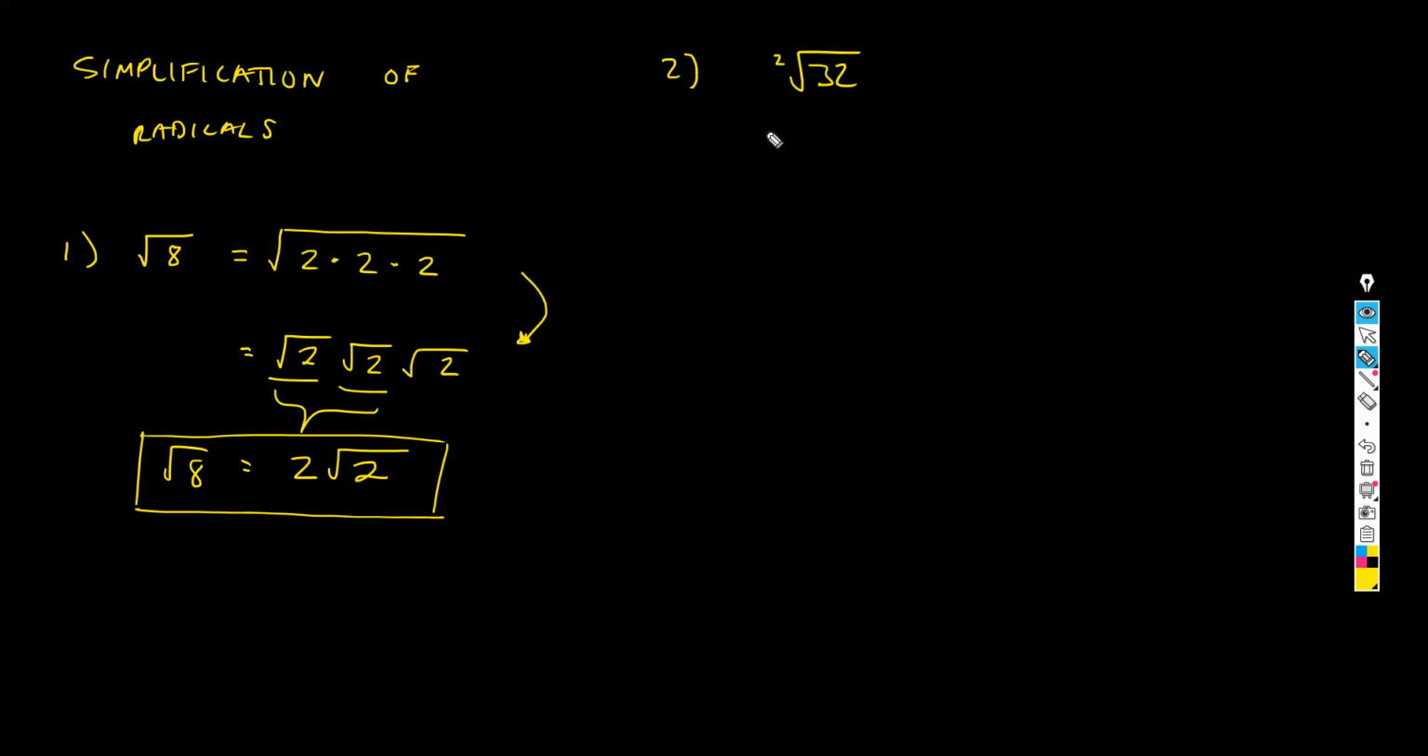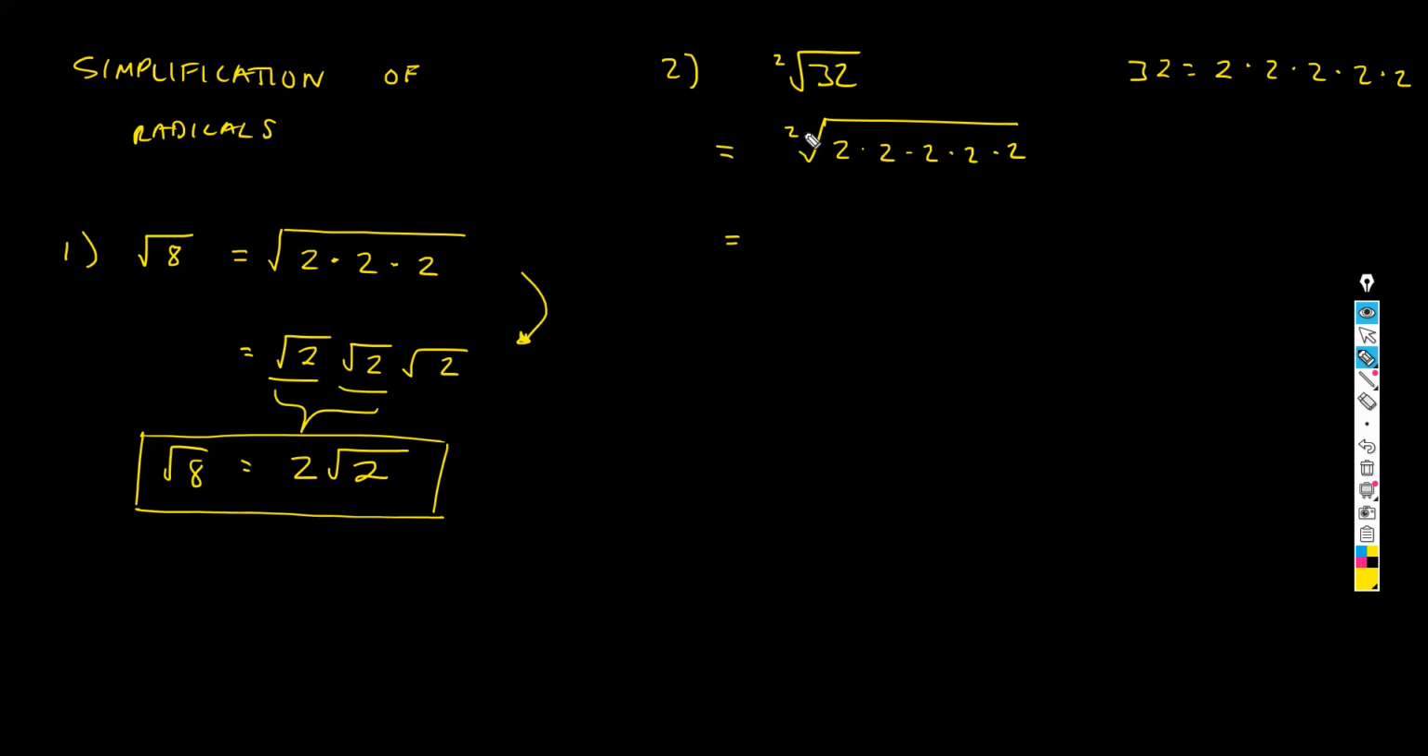What do we do first? We factorize the number 32 in primes. And when you do that, I'm not going to do it for you. You're going to do it on your own. You're going to get that this is 2 times 2 times 2 times 2 times 2, 5 times the number 2. So I'm going to replace this as the square root of 2 times 2 times 2 times 2 times 2.